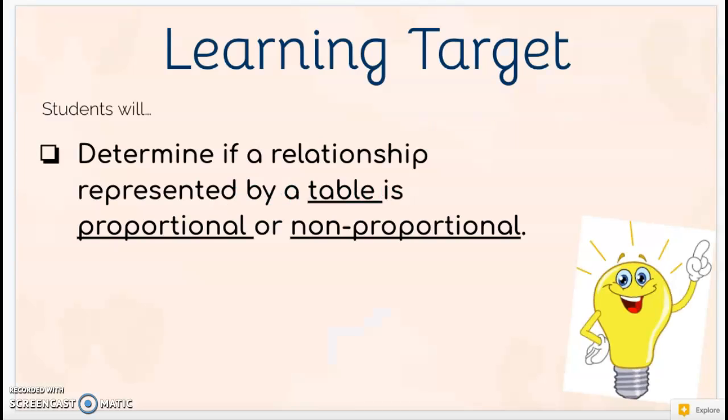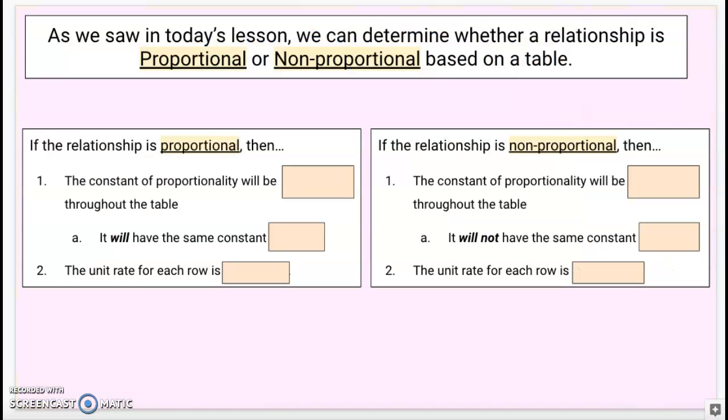We are going to take this time to go over what you learned in class. So your learning target was to be able to determine if a relationship represented by a table is proportional or non-proportional. So I'm going to start with the very first thing. If you're going to write anything down in your notebook, write this down, okay? As we saw in today's lesson, we can determine whether a relationship is proportional or non-proportional based on a table.